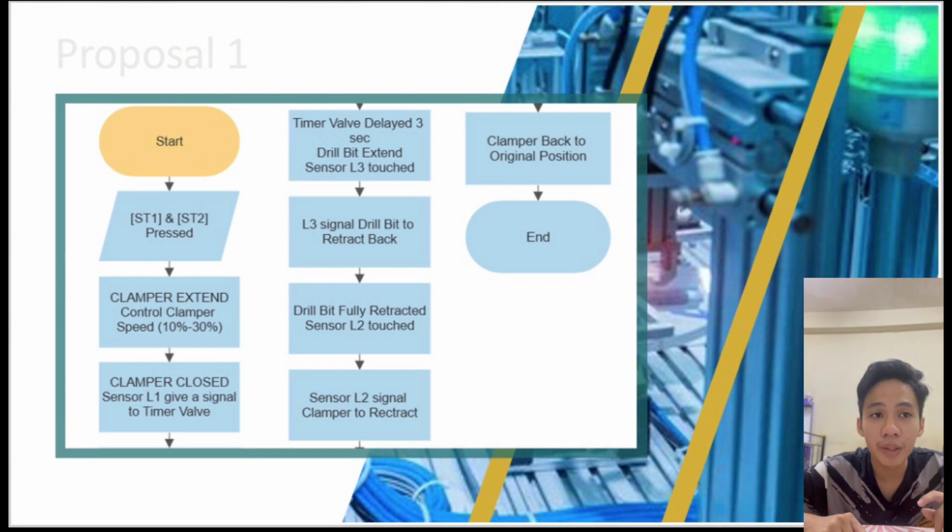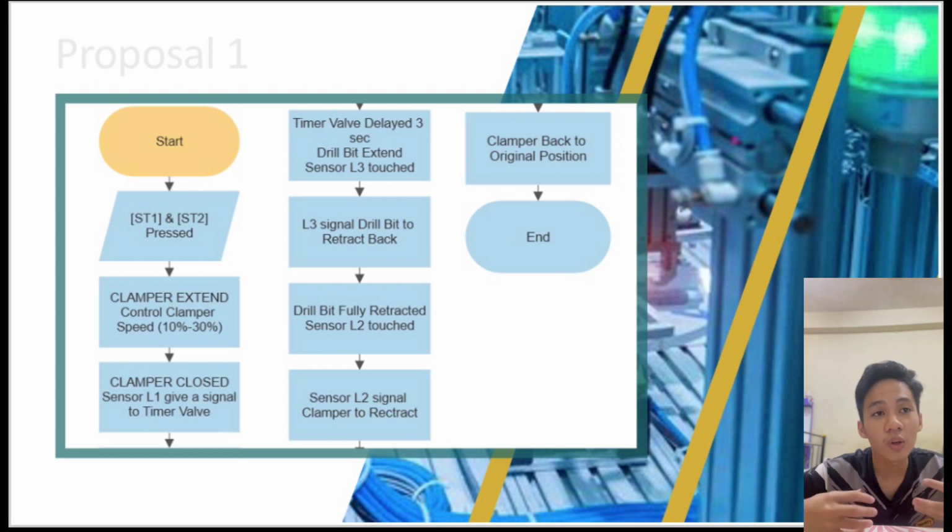L3 signals the drill bit, which will be triggered and will retract. After the drill bit is fully retracted, it will touch sensor L2, which is placed where the drill bit is fully retracted. The sensor L2 signal will be transferred to the clamper to retract, and the clamper will go back to the original position.